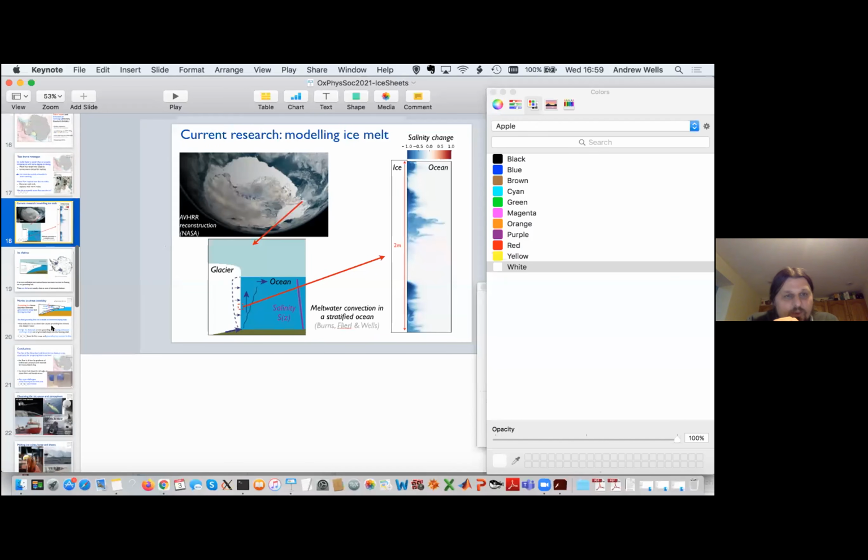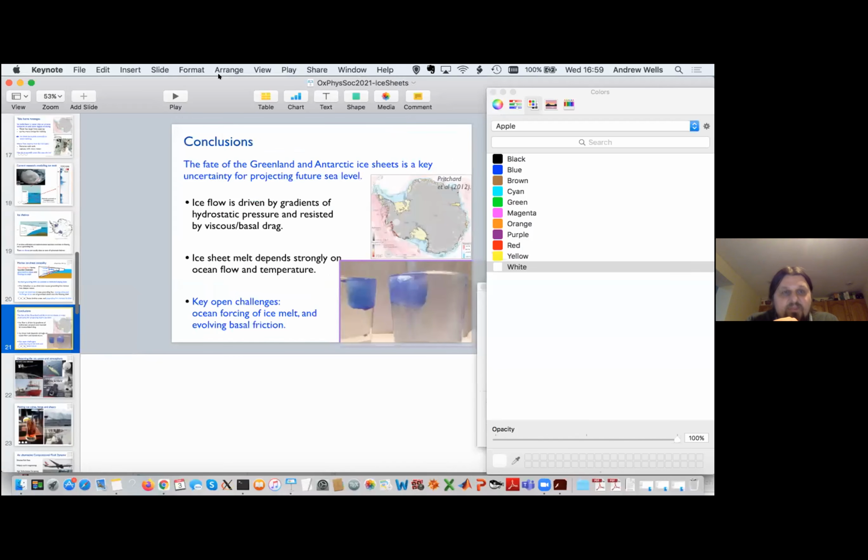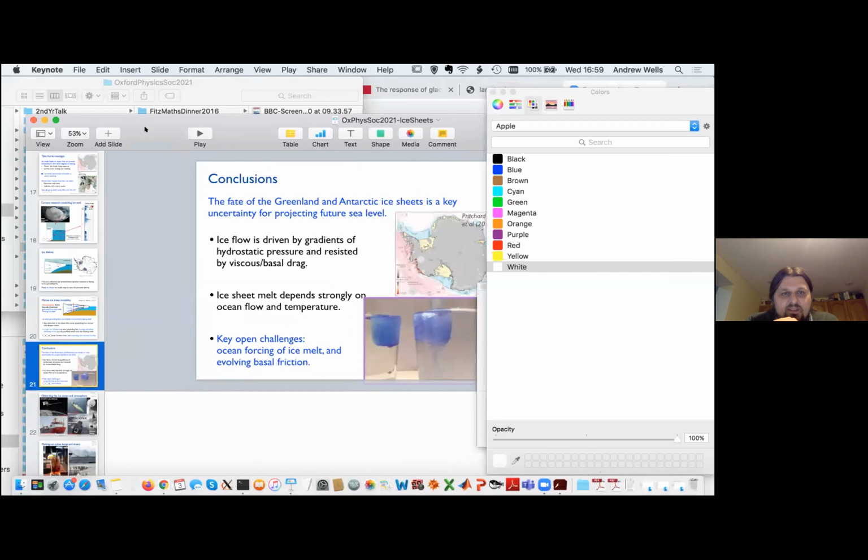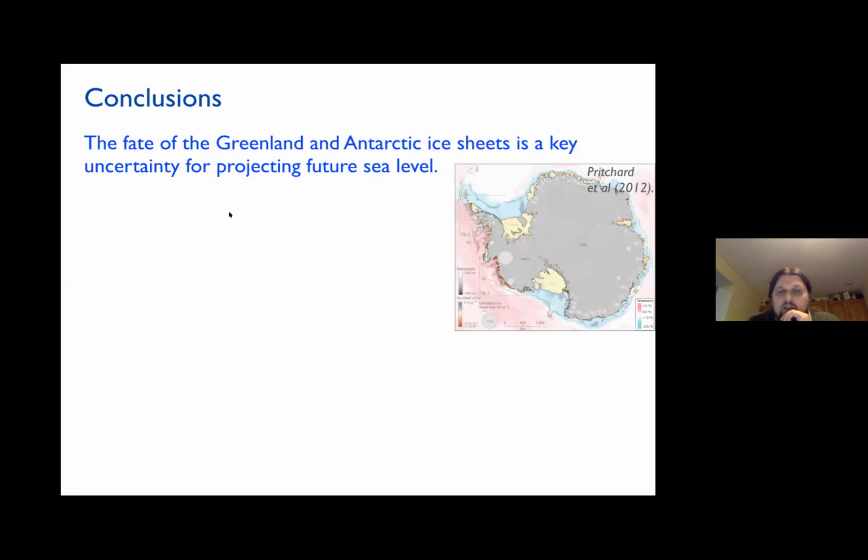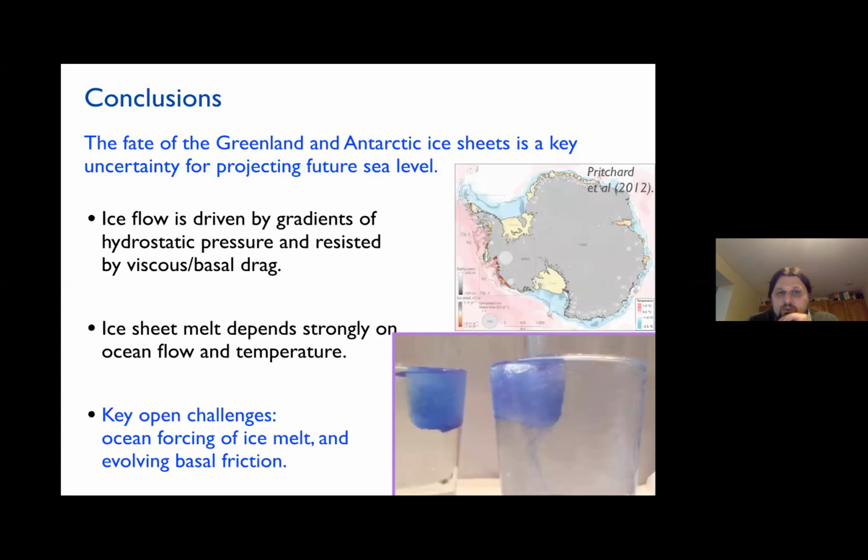Okay, so I should probably skip ahead. Unfortunately I'm going to have to cut without the marine ice sheet instability, because I think we're running a little bit short on time. But I'll just leave you with some broad conclusions.